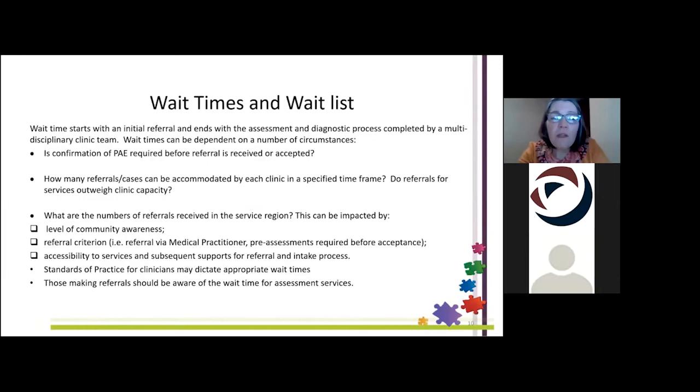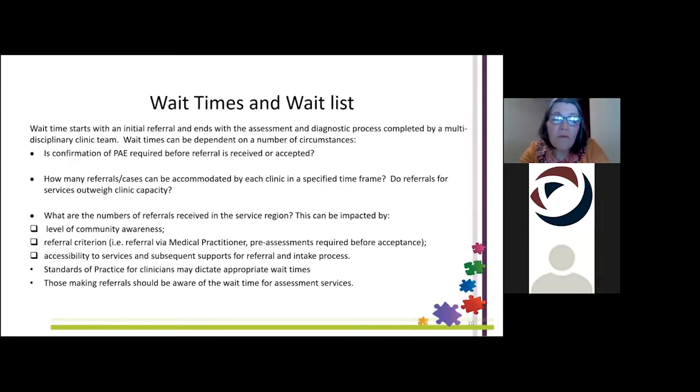And for many clinics, they have to determine if prenatal alcohol exposure confirmation is required before the referral is received or accepted, or are they able to receive the referral when they realize that PAE may be suspected in that particular case. It can be dependent on how many referrals or cases can be accommodated by each clinic within a specified time frame. Some clinics have quotas due to their budget or their clinician availability, and there are sometimes demand for services that outweigh clinic capacity.